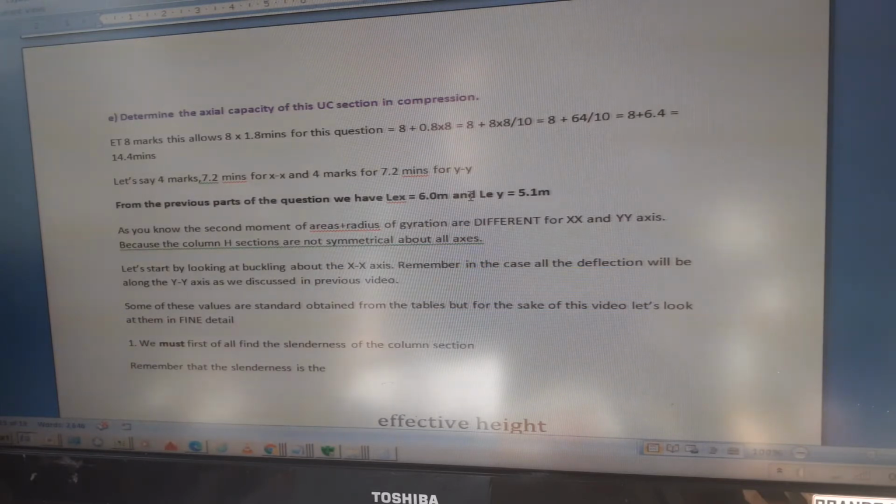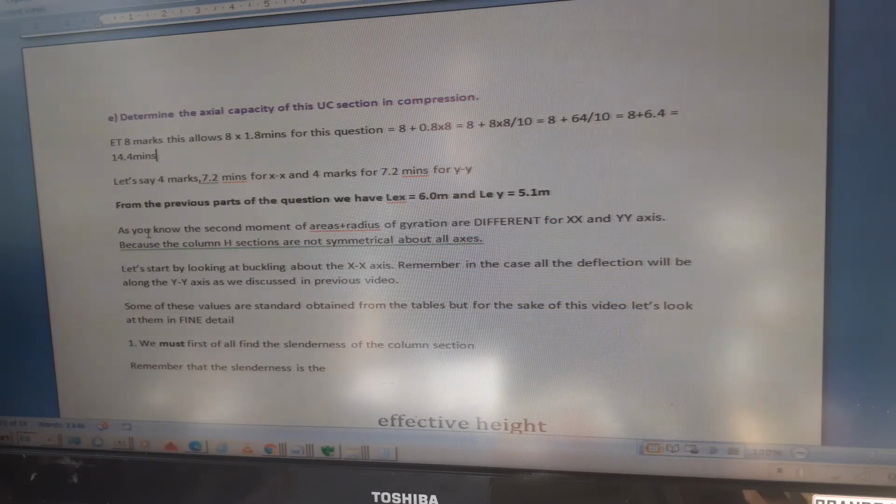From the previous parts of the question, we have LEX equals 6 meters, as you know. LE equals 1 times L for x because it's just held in position, and LEY equals 5.1 meters. As you know, the second moment, so let's get into this now.